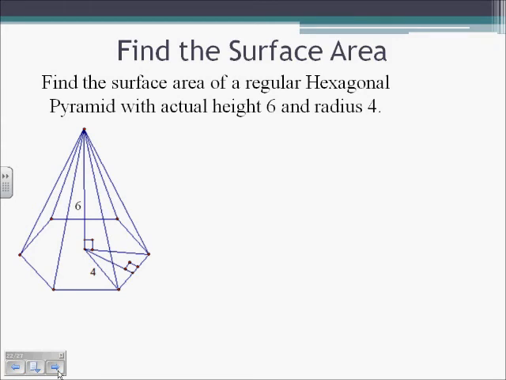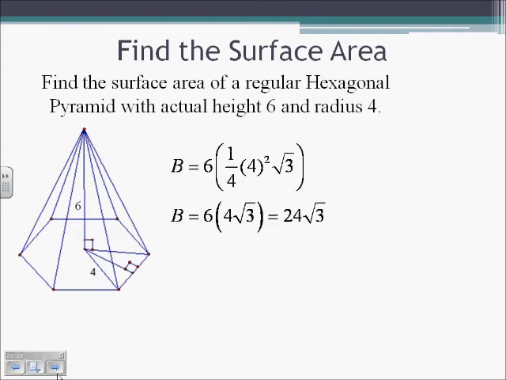Here we're asked to find the surface area of a regular hexagonal pyramid with an actual height of 6 and a radius of 4. When we have hexagonal bases, we're pretty lucky. They're pretty awesome because they're broken down again into our 6 equilateral triangles. So we know immediately we can use the area of an equilateral triangle formula, or 1/4 our side squared times the square root of 3, to get one of those triangles, but we know there's 6 of them throughout the base there, so we just multiply that by 6. We're going to end up with 24 square roots of 3 for the area of our base.